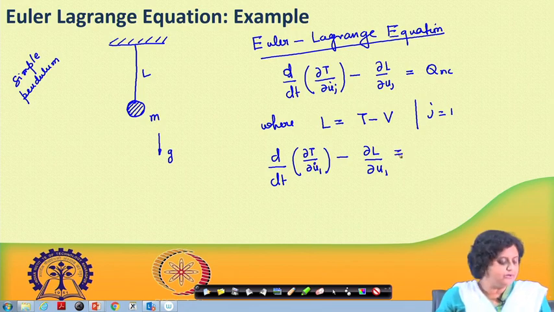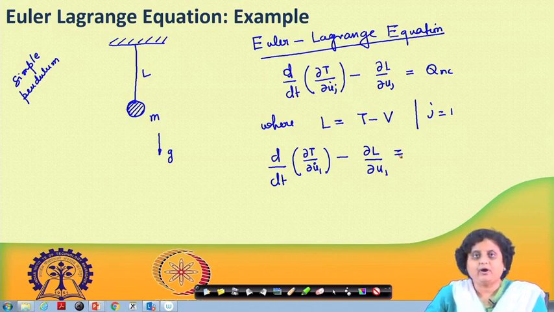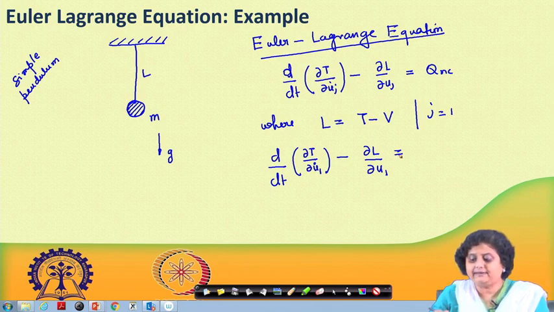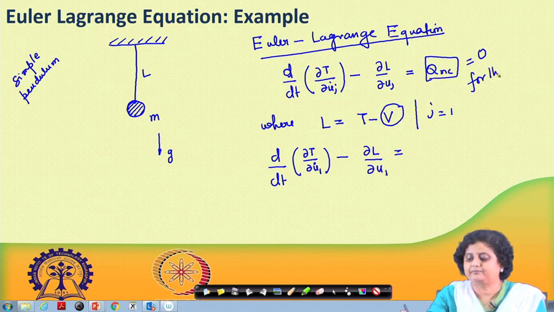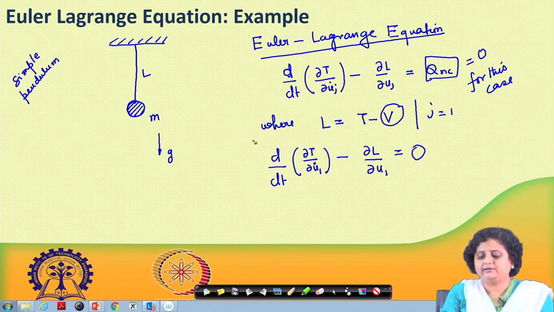Now, let us look into the right hand side. The right hand side is equal to 0, because there is no non-conservative force acting on the system. The only force that is acting is the gravitational force, which is a conservative force. The effect of this gravitational force will be seen in the potential energy. So, the right hand side of the equation is equal to 0 for this case. So, this is the equation that I have.